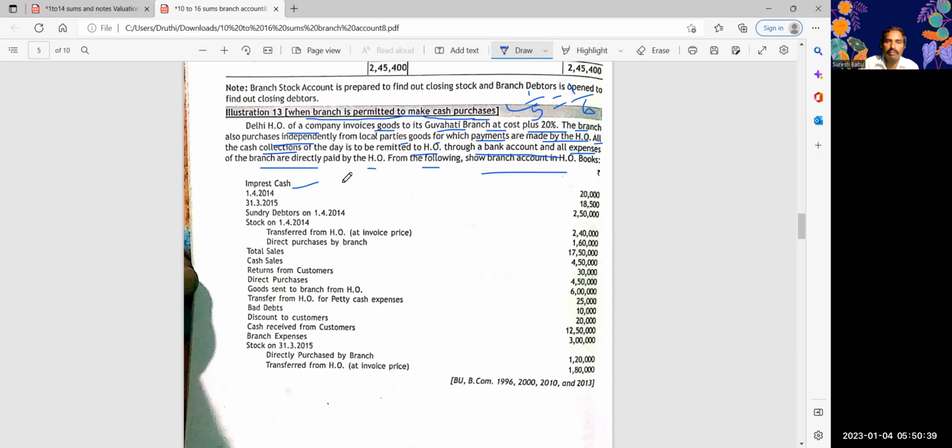Impressed cash on 1/4/2014 is 20,000. This is opening. Impressed means, you know, petty cash. Opening 20,000, and closing also to be 20,000. On 31/3/2015, they have said impressed cash is 18,500. So remember this: once it is stated in the sum itself, the same amount is to be recorded.